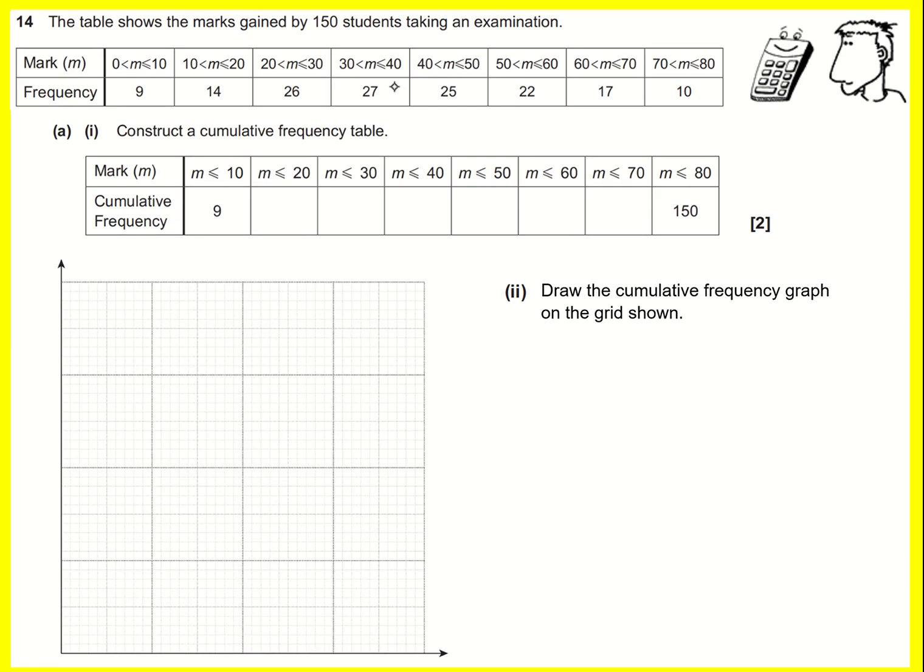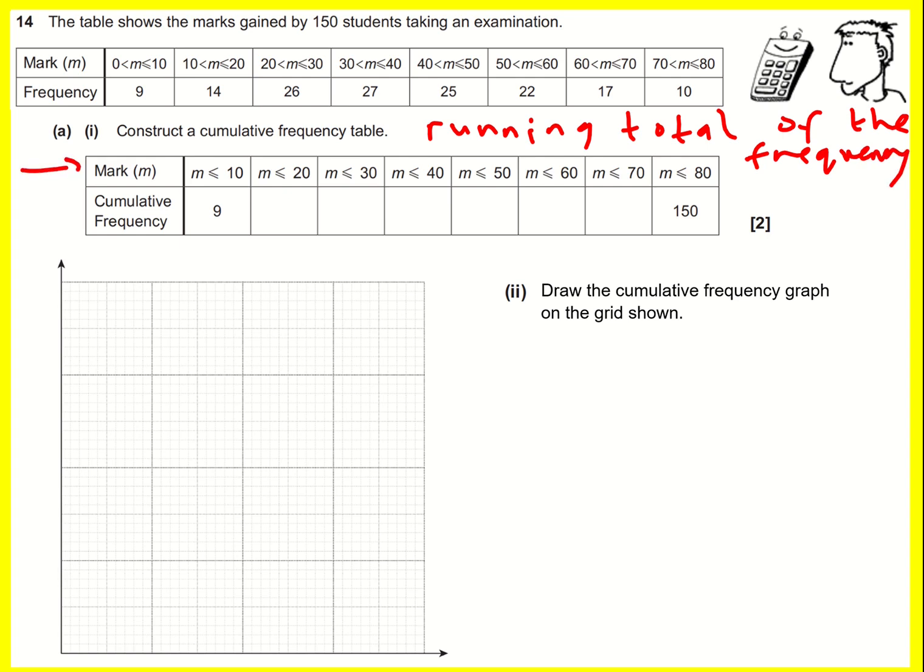Right, we've got some grouped data here, and we want to turn it into a cumulative frequency table. Cumulative essentially means a running total. So cumulative frequency means a running total of the frequency. And this bit here helps us because this is everything that's up to 10.